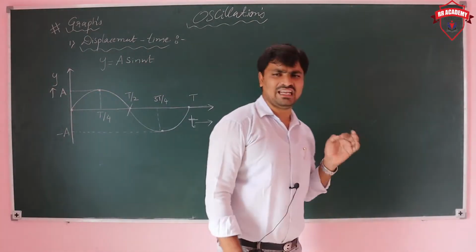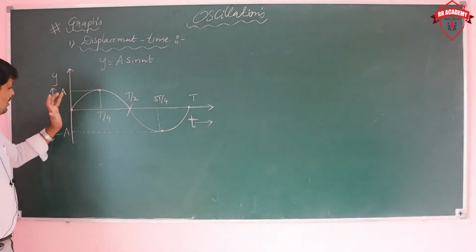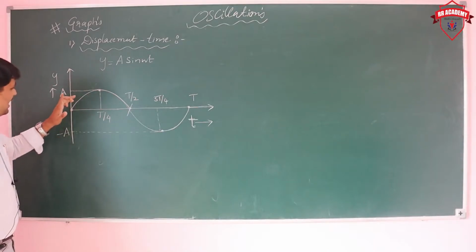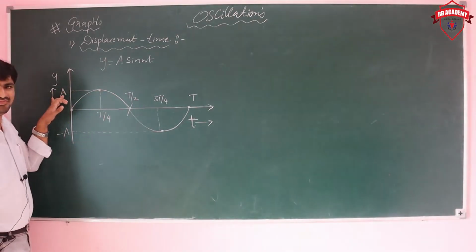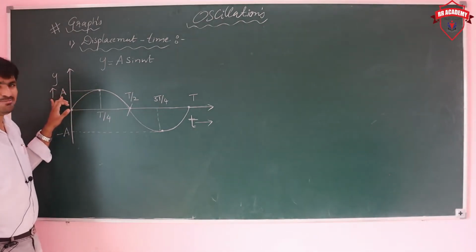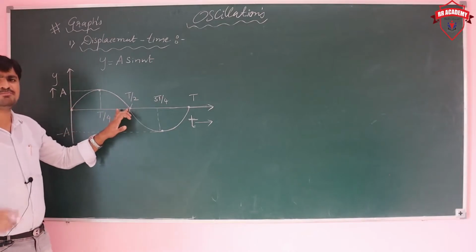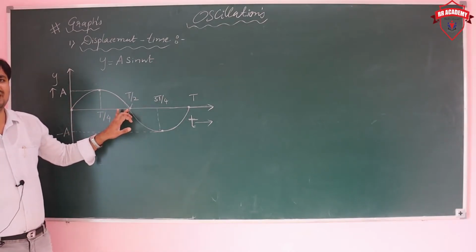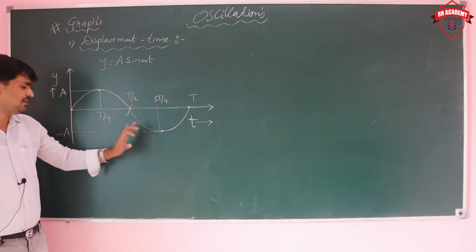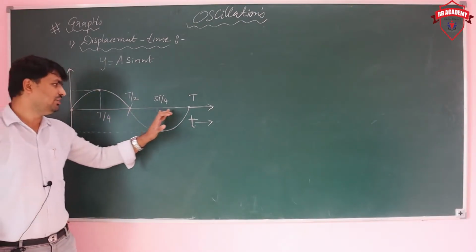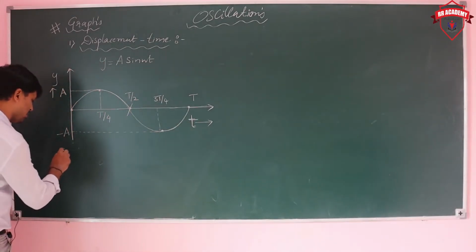And here I am giving the displacement of the particle when it is moving from mean to extreme: displacement is a. Extreme to mean, displacement 0. Mean to mean, displacement 0, and mean to extreme again, minus a. And mean to mean means for one oscillation the displacement of the particle is 0.